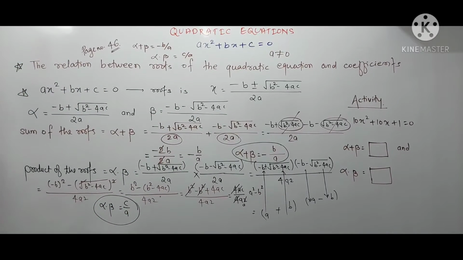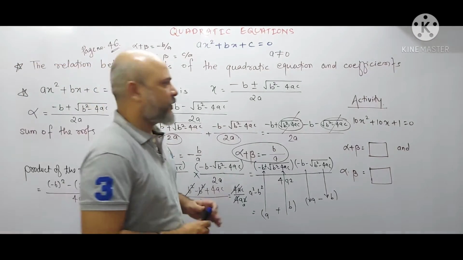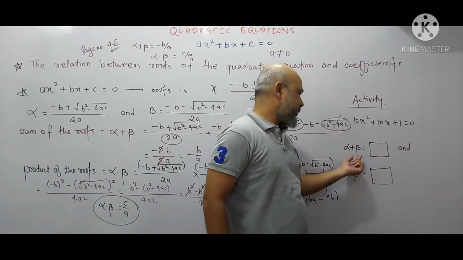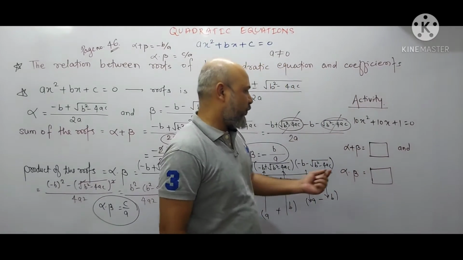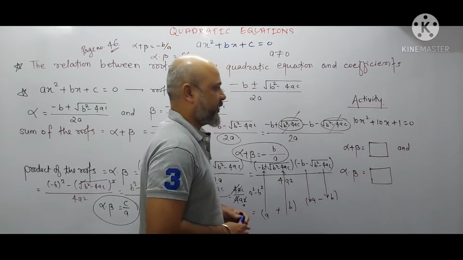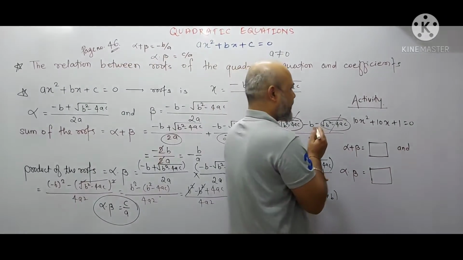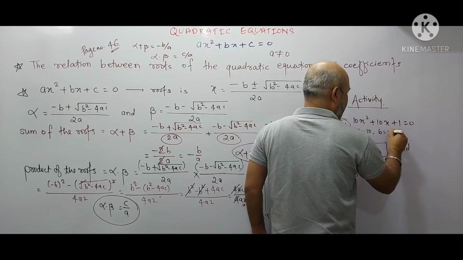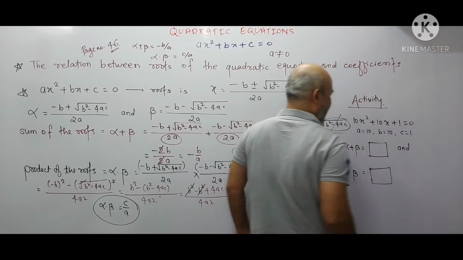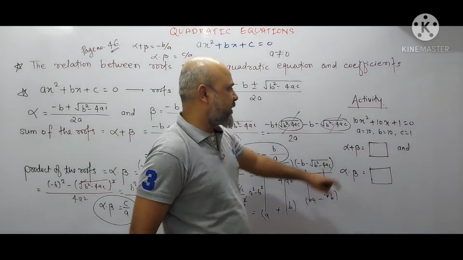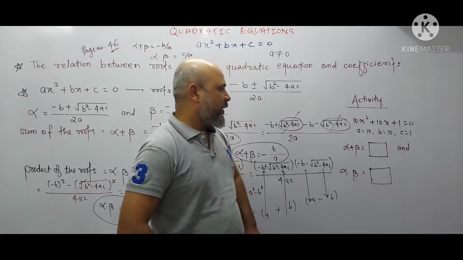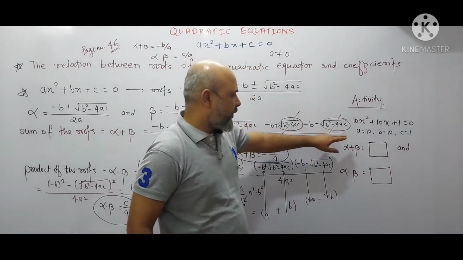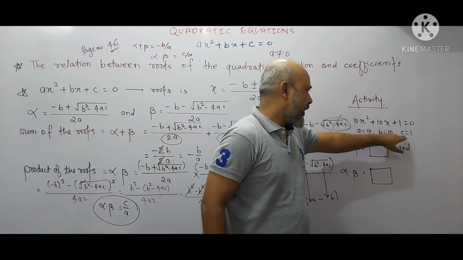Okay. Now the page number 46. On the page number 46, one activity is given to you. You have to find out the sum of the roots, that is alpha plus beta, and product of the roots, that is alpha into beta. Okay. First we will find out the value of a, b and c. So what is a here? A is 10. What is b? B is also 10. And what is c? C is 1. Okay. So this is the quadratic equation, 10x square plus 10x plus 1 is equal to 0. And we will compare this with standard form, ax square plus bx plus c is equal to 0. And you will get a is equal to 10, b is equal to 10, and c is equal to 1.